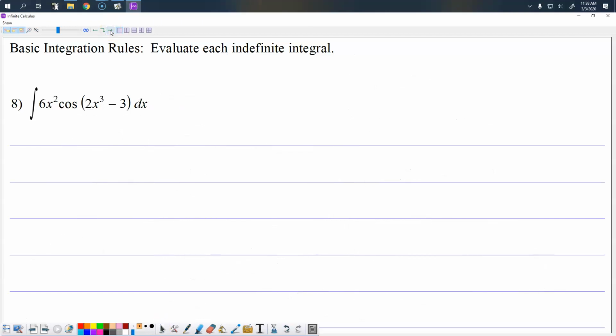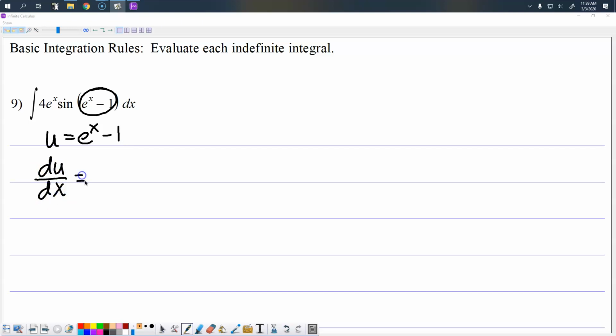Number 8 is pretty similar to that, so I'll leave that to you guys. Number 9, another u sub problem. My u would be the inside function once again, e to the x minus 1. The derivative of u with respect to x is, the derivative of e to the x is e to the x, and the derivative of a minus 1 is 0. Getting the dx by itself, we would have that.